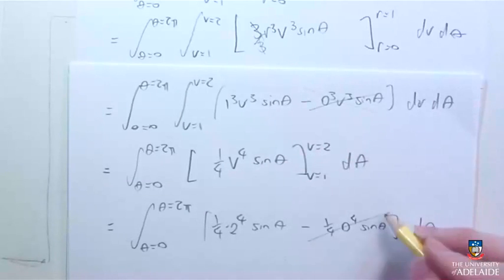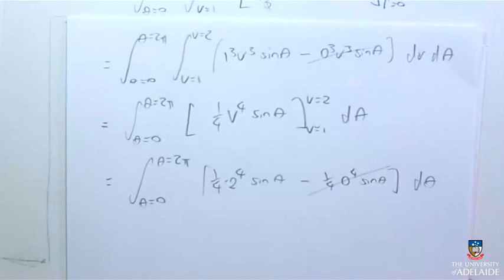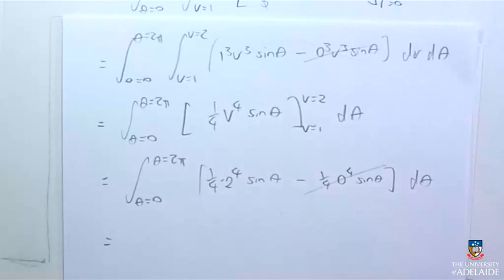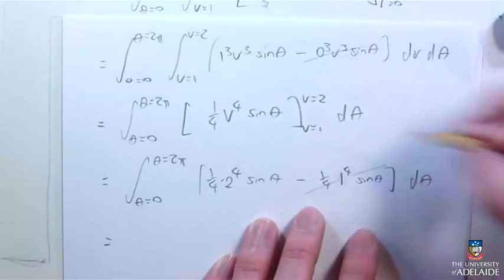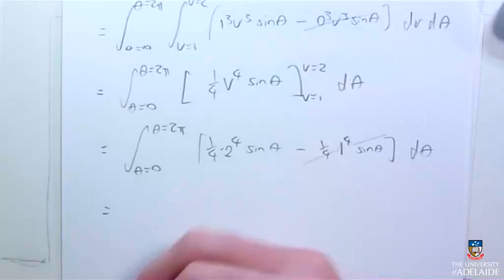Okay, so that disappears. 2 to the 4 is 16, so I've got... Thank you. Aha, look at that, it doesn't disappear. Oh, see, not so pretty. Damn it.